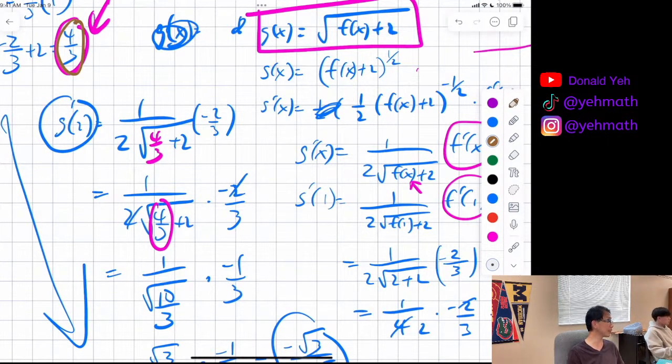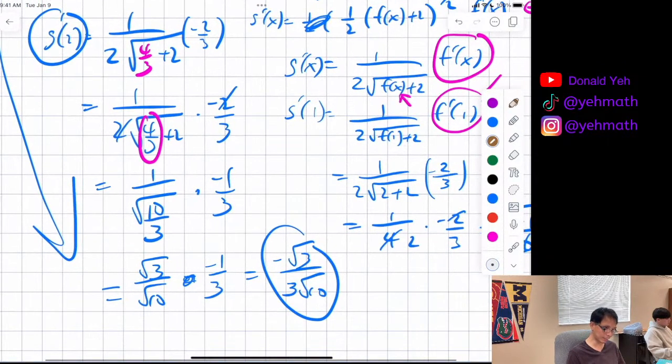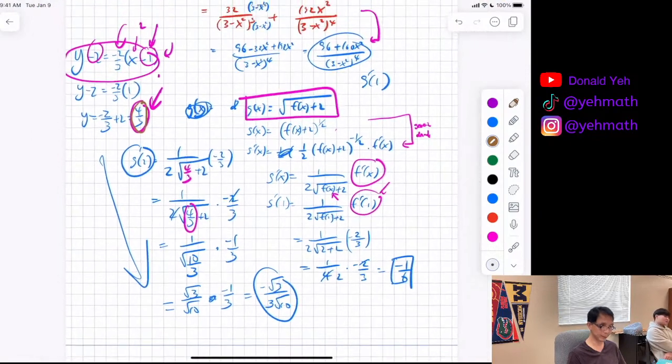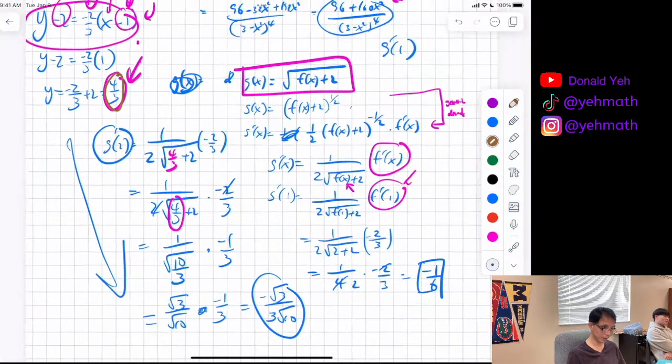Avadesh, I think that's what you did wrong, because 4 over 3 plus 2 is 10 over 3, not 11 over 3. And now those 2 cancel out, and I work it out. I got square root 3 over square root 10, and then multiplied by negative 1 over 3. So that's going to be negative square root 3 over 3 square root 10. It's a little bit harder one, but I just don't like the number, so I changed the number to g prime of 1. You need to take a picture of it? Yeah.